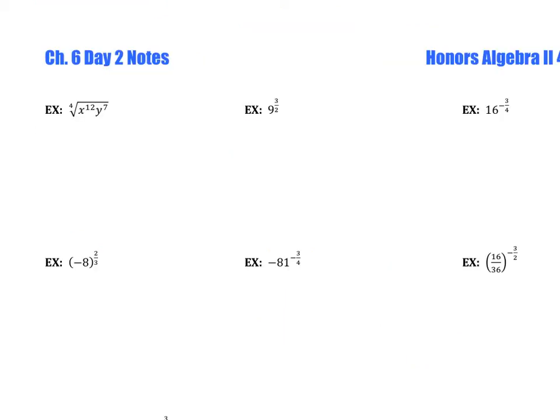All right, as we start the second page of notes, I want to reemphasize that on the first page of notes, no calculator should have been used. On this second page of notes, no calculator should be used. The same is true for the assignment that goes with day 2.